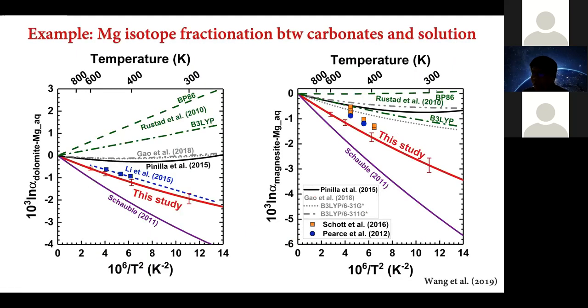We also use this method, FPMD simulation, to predict the equilibrium isotope fractionation between solid and solution. The red line is our results. The points here are the experimental data, which have been proved to reach the equilibrium isotope exchange between two phases. We can see our results agree well with previous well-designed experiments.